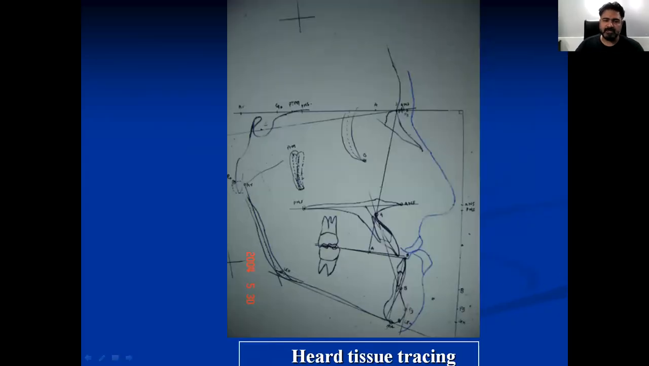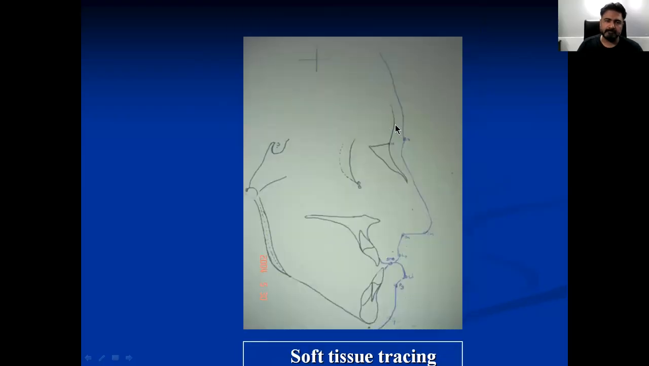This is the hard tissue tracing of the person. So you will find here the crossbite and all the angles they have shifted. And this is the soft tissue profile of that patient.